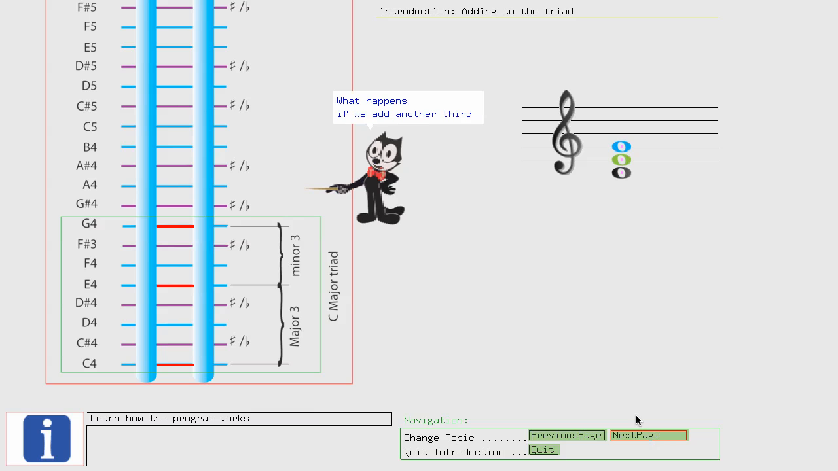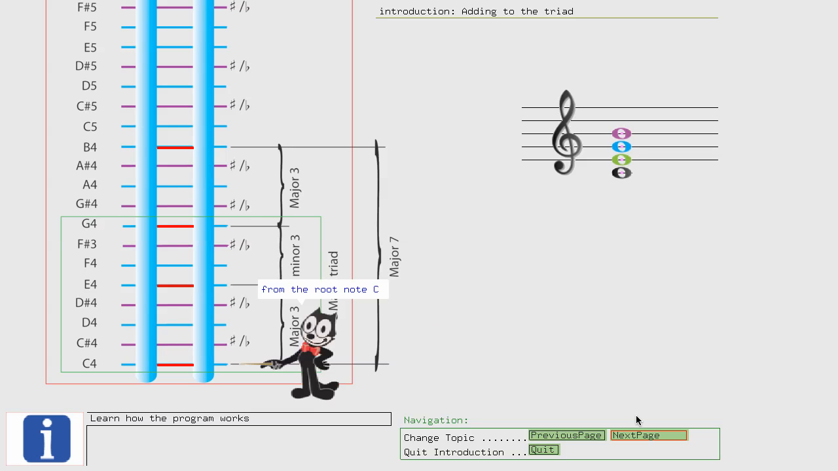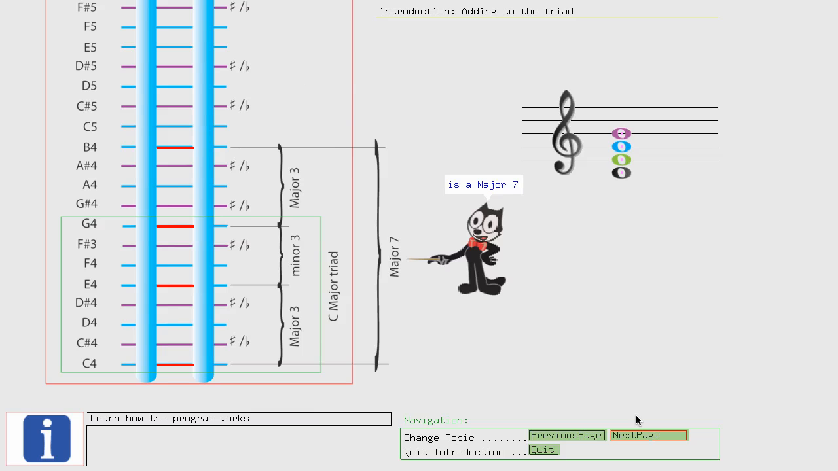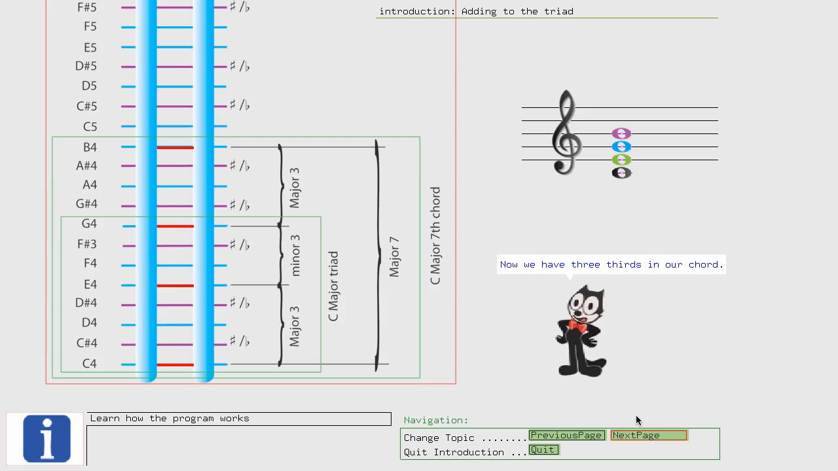What happens if we add another third on top of a triad? In this sample, the distance from the root note C to the added note is a major 7. Therefore, the chord is called a C major 7th chord. Now we have 3 thirds in our chord. How many combinations of 3 stacked up thirds are possible?